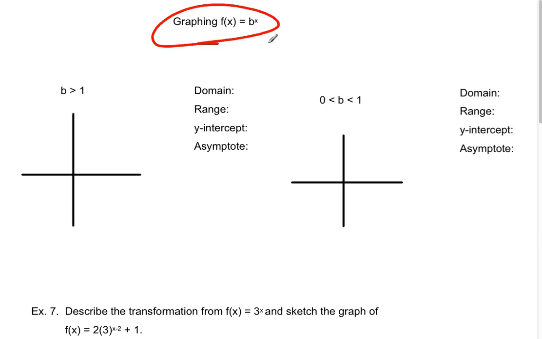If b is greater than 1, we went over this yesterday, that would be an exponential growth function. And when b is between 0 and 1, we have exponential decay. I'm just going to put a general sketch here.